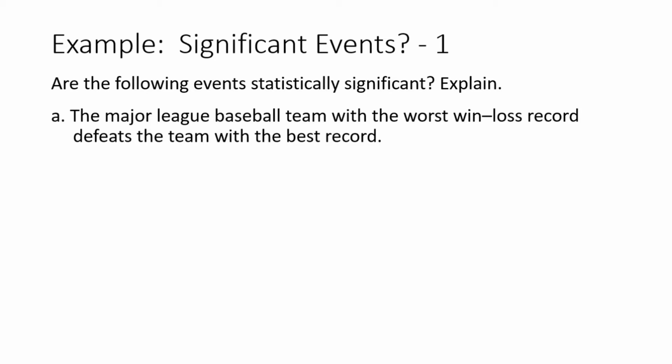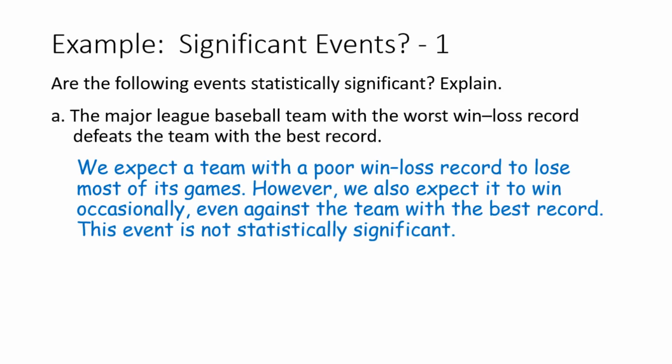Example: statistical events. Are the following events statistically significant? Explain. A. The Major League Baseball team with the worst win-loss record defeats the team with the best record. We would expect a team with a poor win-loss record to lose most of its games. However, we also expect it to win occasionally, even against the team with the best record. This event is not statistically significant.